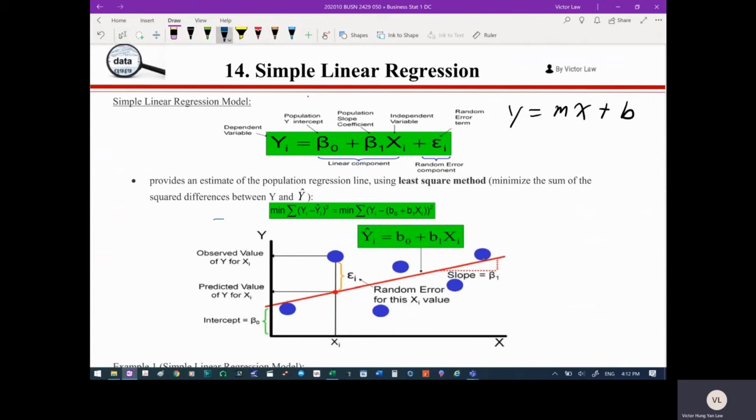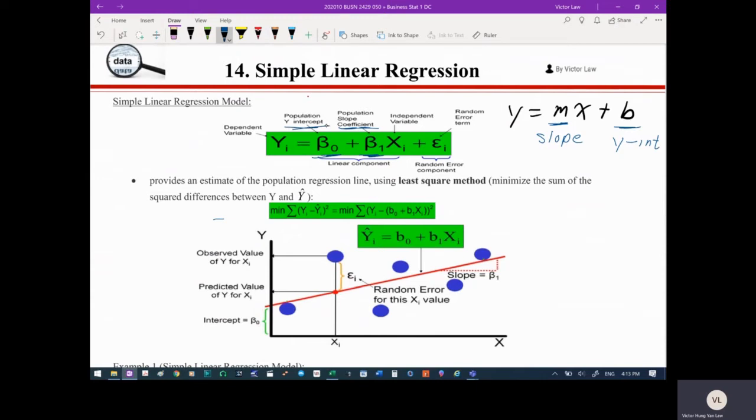Your slope used to be m. Now we're denoting it as beta 1. Your beta 1 is your slope coefficient. And the same for your y-intercept: the y-intercept used to be your b, and now we're denoting it as beta 0.